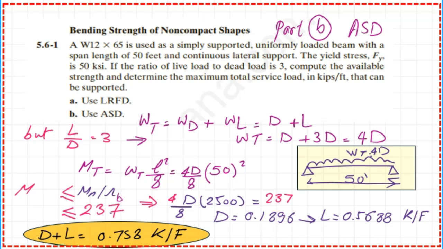The live load value is equal to 3D, where D is the dead load. We get 0.5688 kip per foot. Adding dead plus live together, we are going to get the surface load, which will be equal to 0.758 kips per foot. This is the end of our discussion of practice problem 561 after solving part B using ASD design.